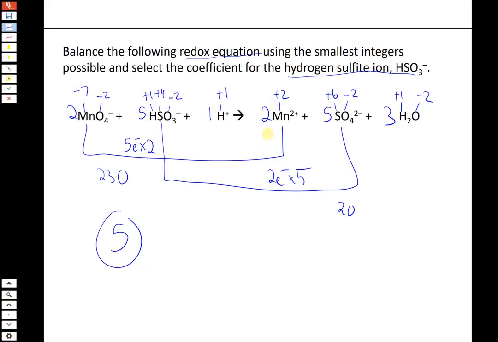But again, for this one, we're just asking for this coefficient here. So once we set that, because that's involved in the electron transfer process, that's the one that's being oxidized in this case, we could just stop there and say that the coefficient is 5. We don't have to continue all the way out to the end. Alright, so that's going to be the last problem I think I did.